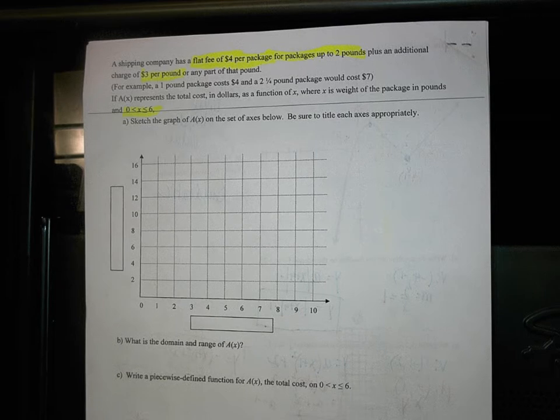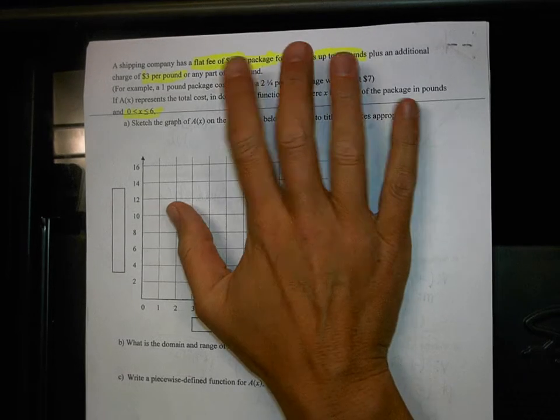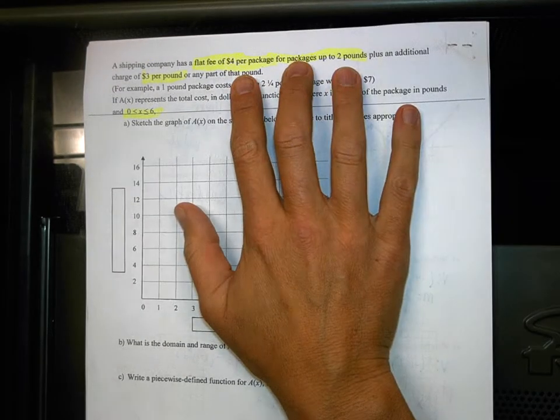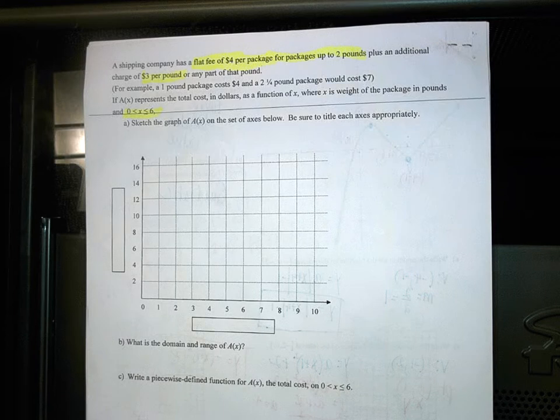So could it weigh less than 2 pounds? And you would still pay $4. It could weigh 1 pound. You would still pay $4 for this specific package. Okay? So if we are just graphing that piece right there, first of all, we need to label these.